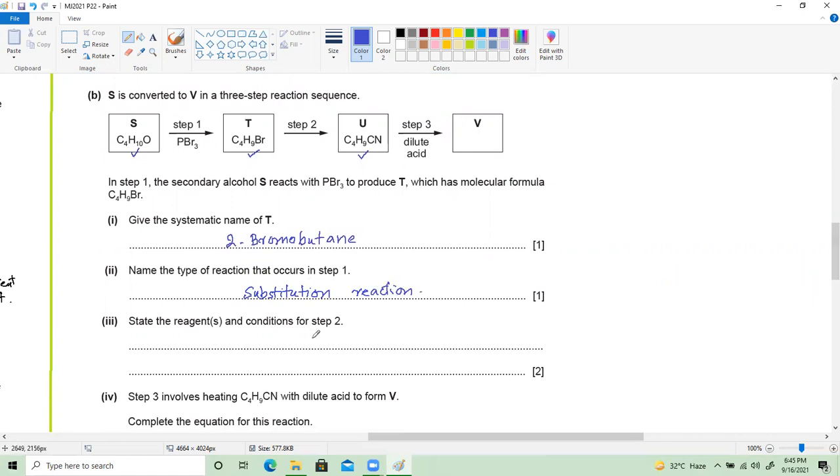State the reagents and conditions required for step 2. Now look, halogenoalkanes react with ethanolic potassium cyanide or sodium cyanide. So the reagent is ethanolic potassium cyanide or sodium cyanide, and the second thing that is done is heat under reflux.